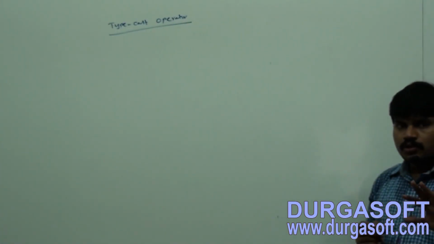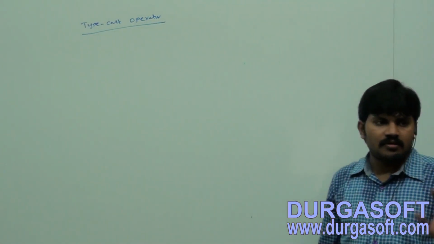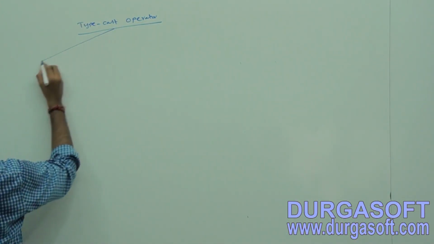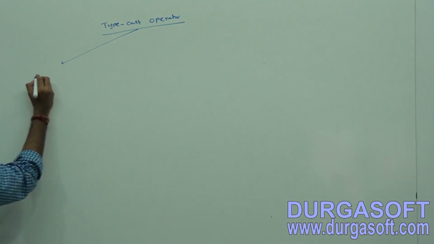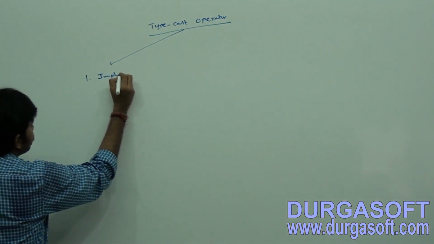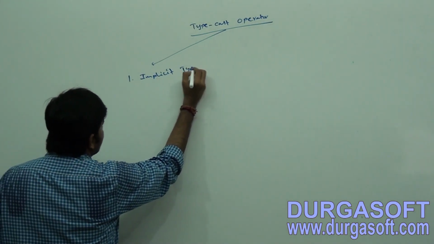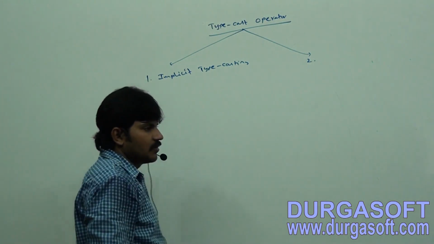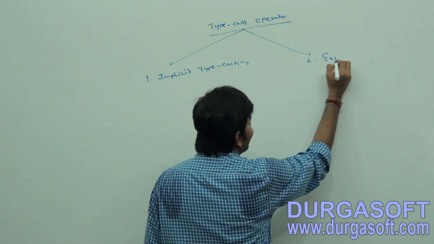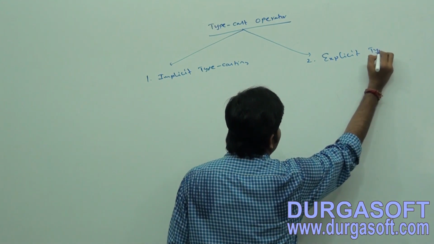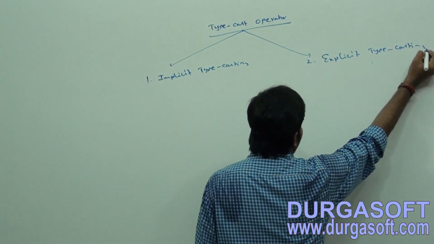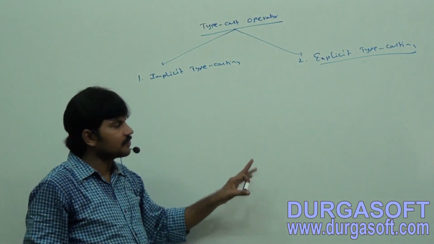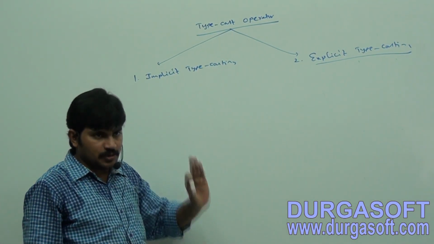There are two types of typecasting we have. The first category is implicit typecasting, automatic. What is the second category? Explicit typecasting. So the first one is implicit, the second one is explicit typecasting, right? What is implicit and what is explicit, we will discuss.